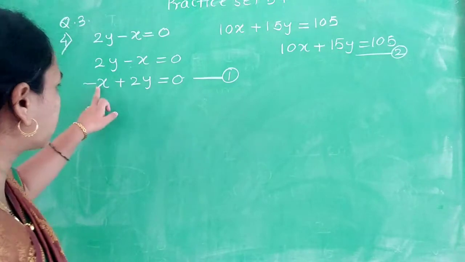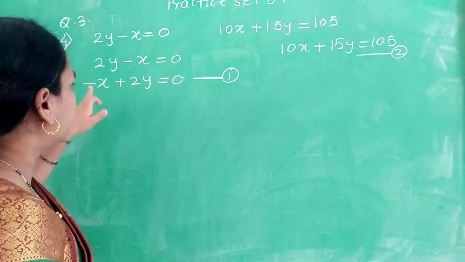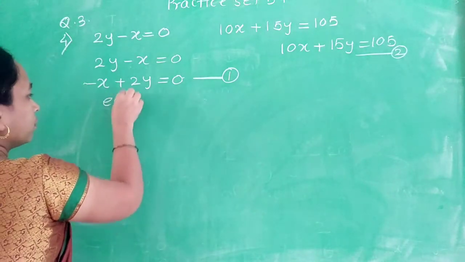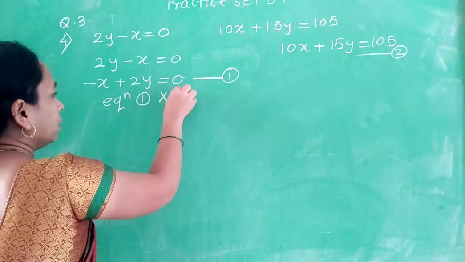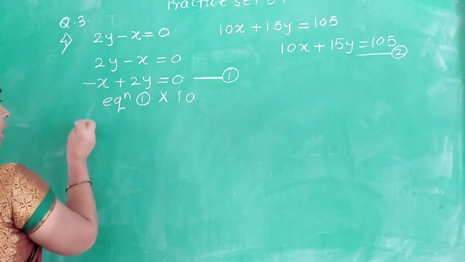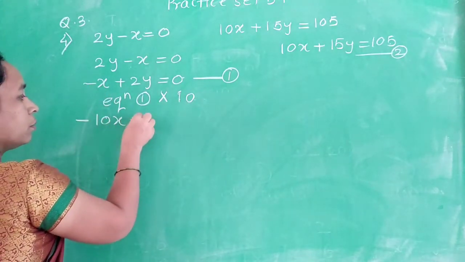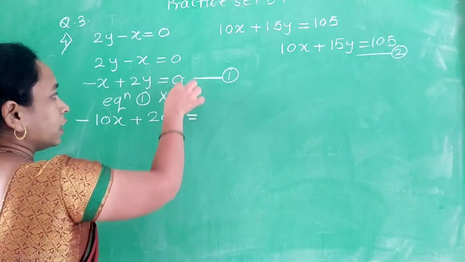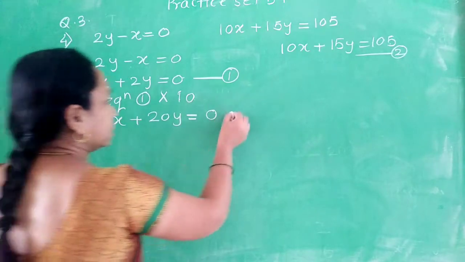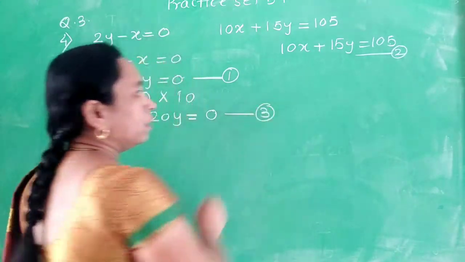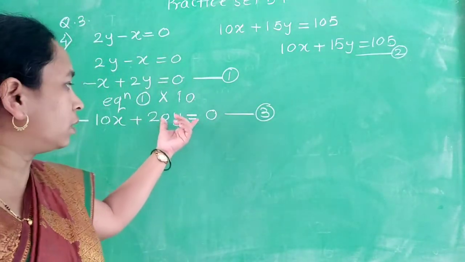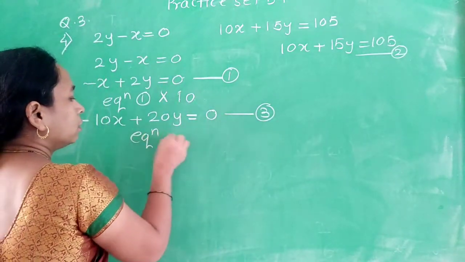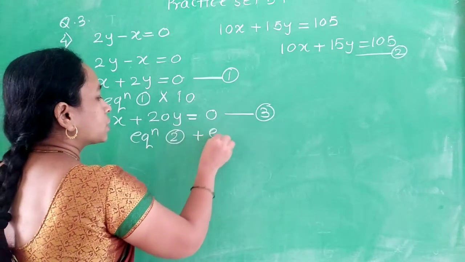Now I will equalize the coefficients of x. So here I should multiply the equation by 10. So equation 1 multiplied by 10. Here I will get minus 10x plus 10 twos are 20y is equal to 10 zeros are 0. And this is my third equation. Now I will add equation number 3 and 2. So equation 2 plus equation 3.